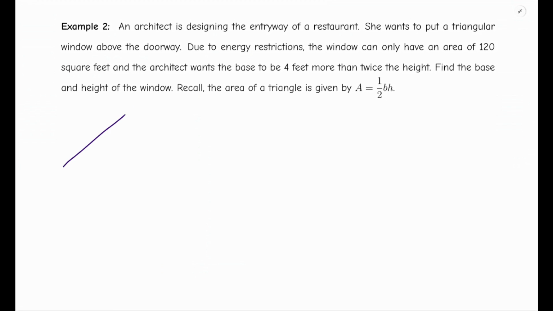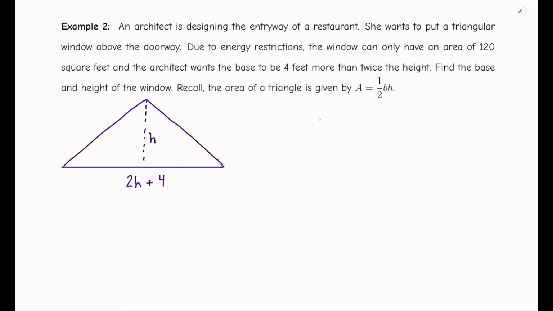For this one, I'm going to start off by drawing a picture instead of labeling my unknown quantities. What I know is the base is 4 more than twice the height. So if this is the height, then we need 4 more than twice that: 2h plus 4. So this is the triangle that we have. And the area, the most it can be is 120.